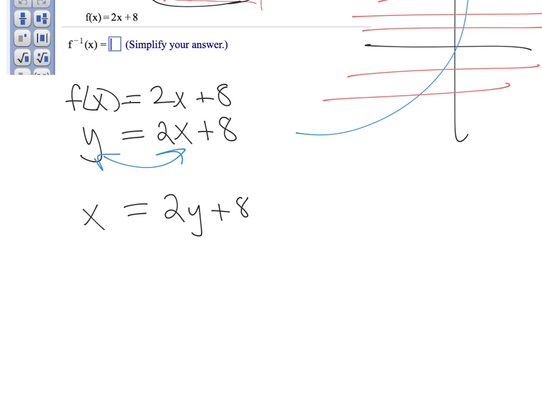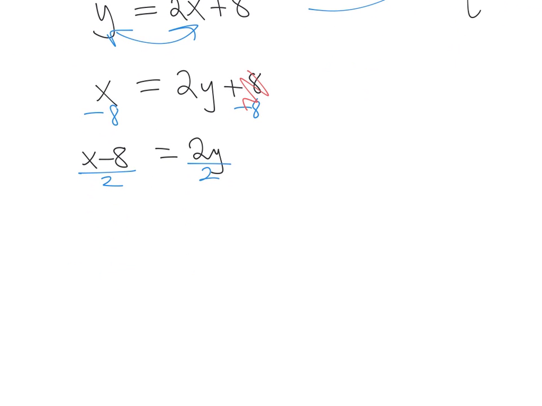And now we just need to solve to get y all by itself. So we're going to begin by subtracting 8 from both sides. The 8's undo each other, so you get 2y is equal to x minus 8. And we still want to get that y all by itself, so we're going to divide both sides by 2. And when we do that, we get y is equal to, now this means we're going to divide each term by 2. So this becomes x over 2 minus 4, because I did x divided by 2, and then I did 8 divided by 2.